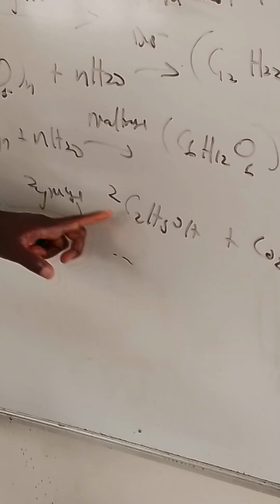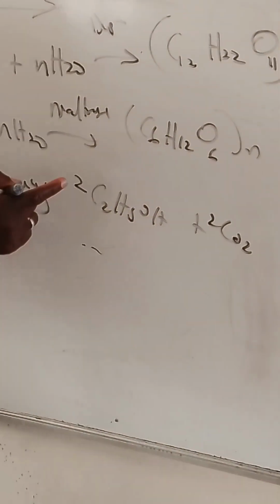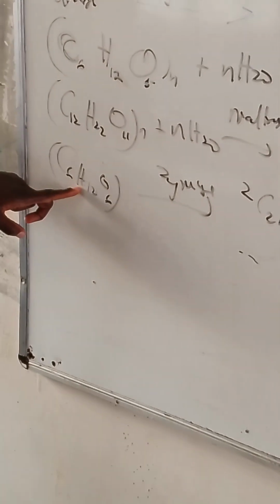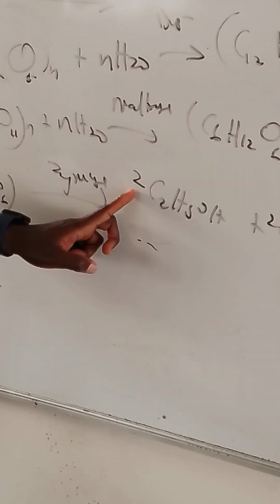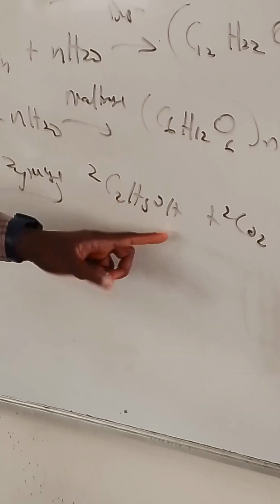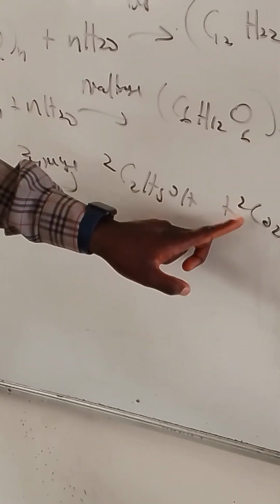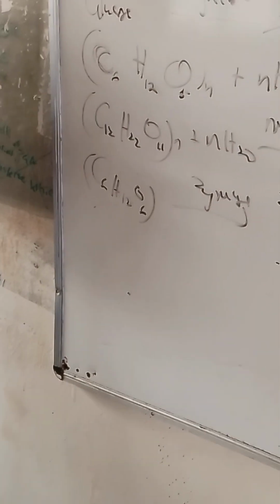To balance this, you add 2 here. C2, 2 times 2, 4. Carbon is 4 here. Just add 2 here. 2 times 2, 4, plus 2, 6. Carbon is 6. Hydrogen here is 12. If you have this, 2 times 5 is 10, plus this 2, because this 2 is attached, we have 12. Hydrogen is 12. And oxygen is 6. We have what here? We have 2 here. 2 times 2, 4, plus 2, 6. This is how the reaction is balanced, and this is what we call fermentation reactions.